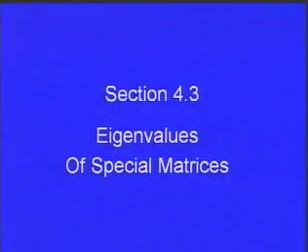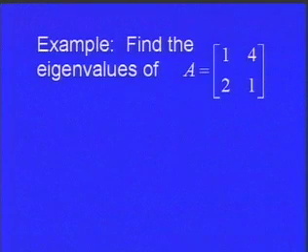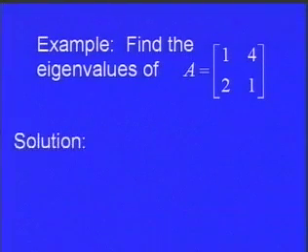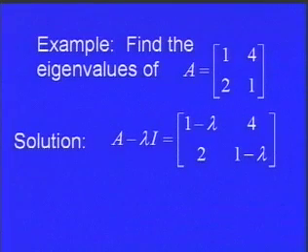Section 4.3, Eigenvalues of Special Matrices. All right, first of all, what if they asked us to find the eigenvalues of this 2 by 2 matrix, and the matrix contains 1, 4 in the first row, 2, 1 in the second row? Well, you remember how I do this: I set the determinant of A minus lambda I equal to 0. So first of all, I found A minus lambda I. Now, I, again, is just the identity matrix of an appropriate size. In this case, we'd want to use a 2 by 2 identity matrix, since I have a 2 by 2 A.